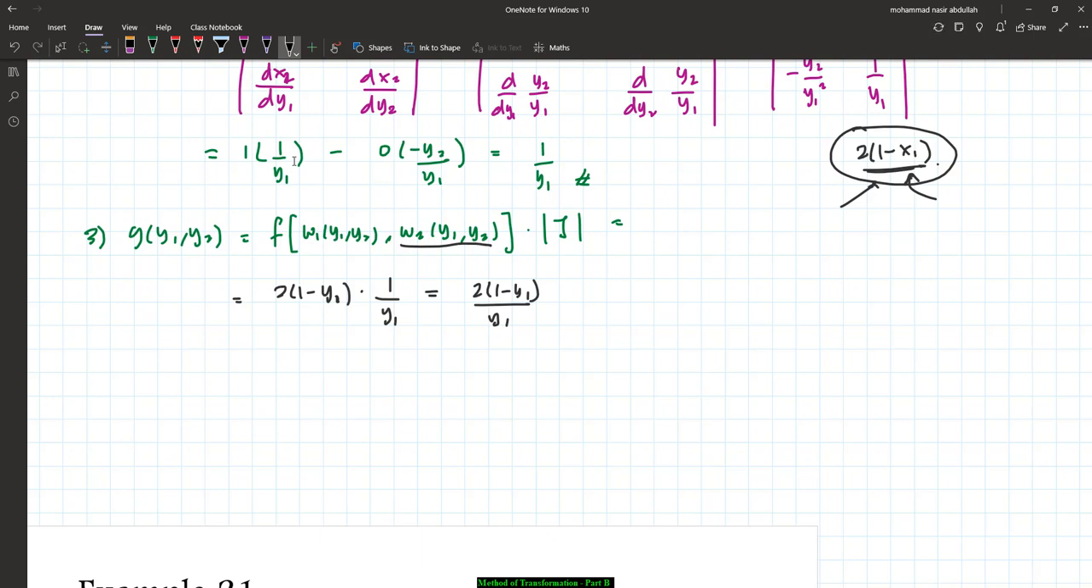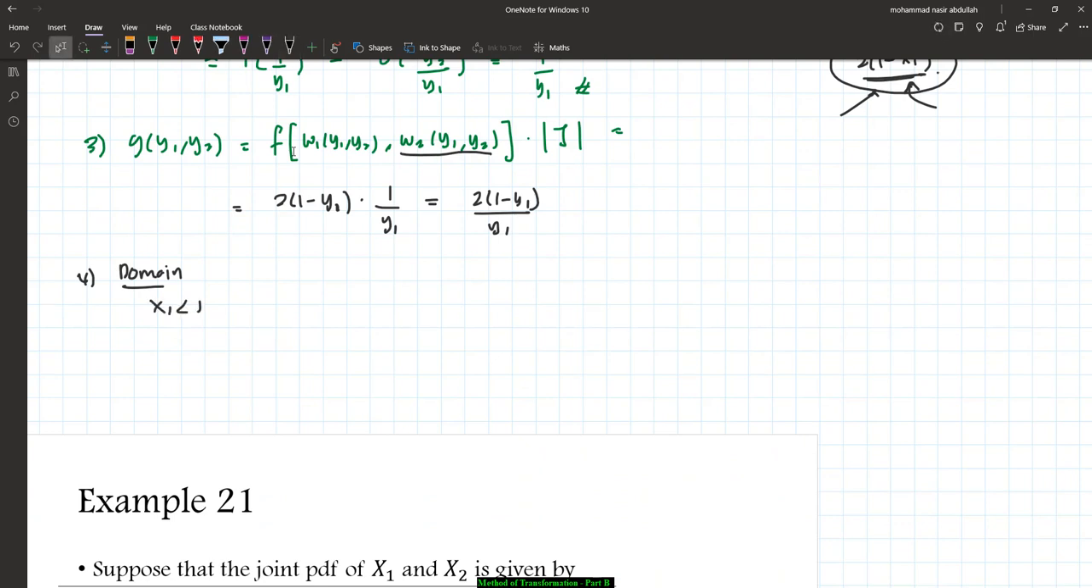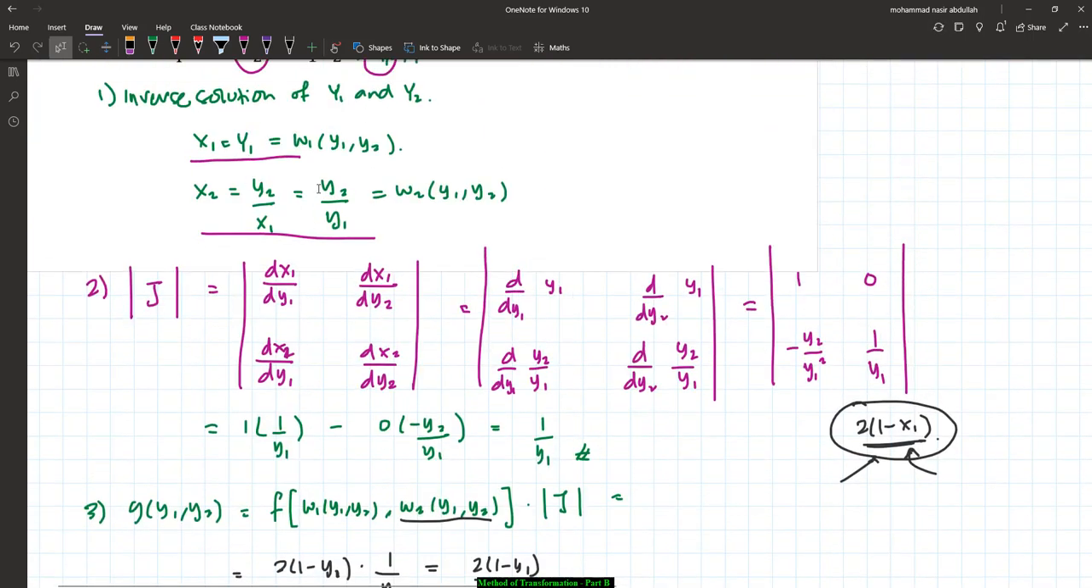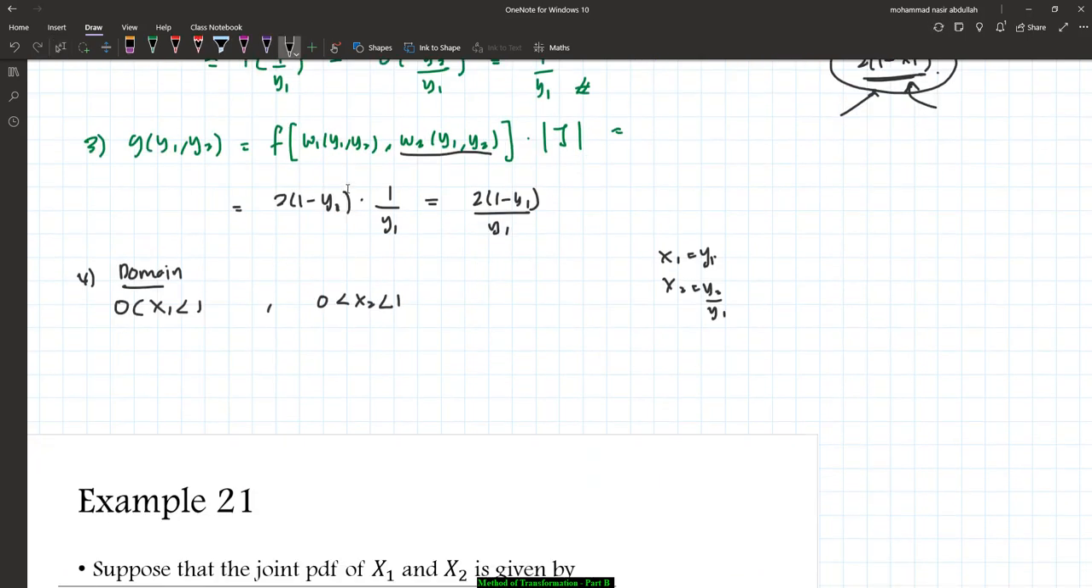Okay, so you need to find the domain. Given x1 is from 0 to 1, x2 is the same, x2 is 0 to 1. So x1 is equal to y1 and x2 is equal to y2 over y1. Remember our equations earlier? x1 is equal to y1, x2 is equal to y2 divided by y1. So x1 is equal to y1, from 0 to 1. And x2 is y2 over y1, so this is from 0 to y2 over y1.